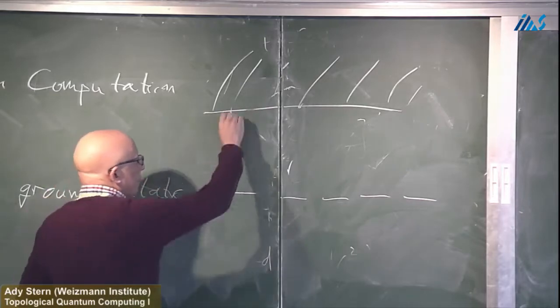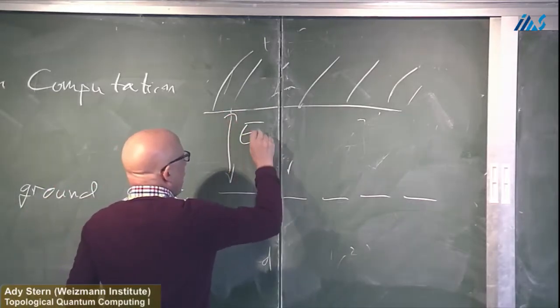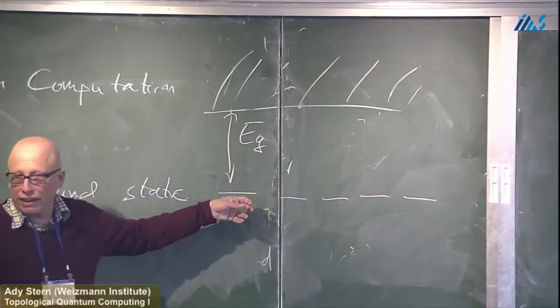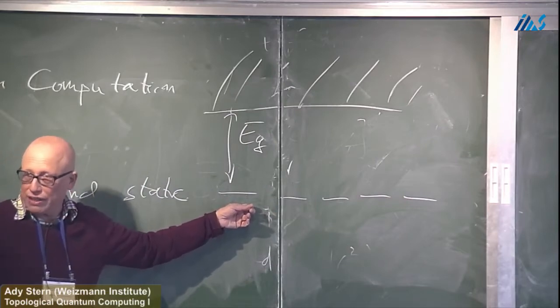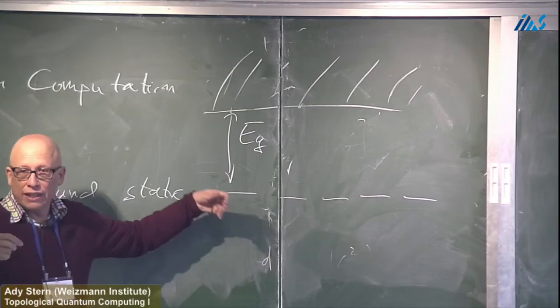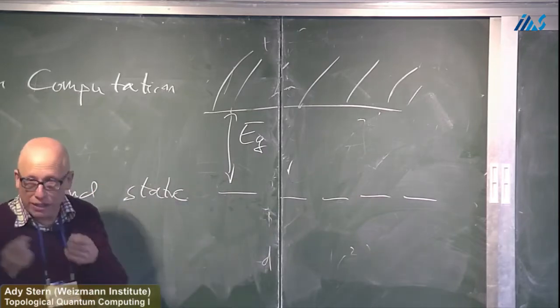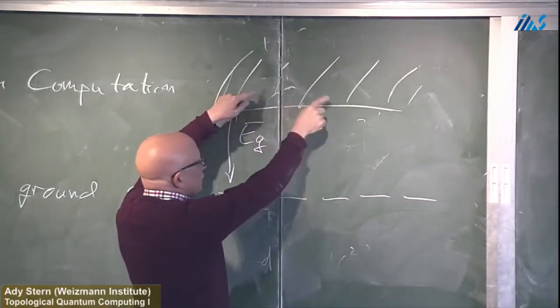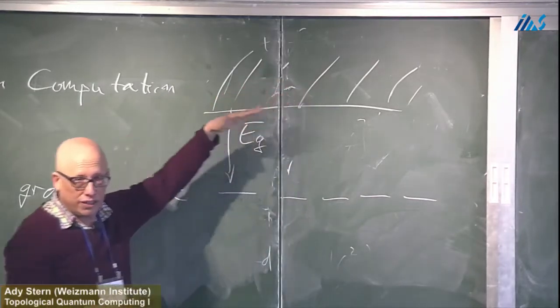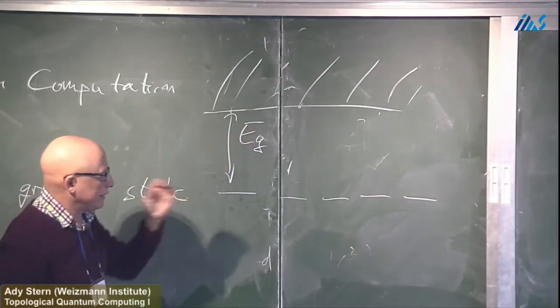This is the energy gap. And this is what will give rise to this exponential dependence of the decoherence time that I mentioned before. Because at any finite temperature, there will be an exponentially small probability for excitations, for the system to be in this excited state. So this is what protects us.